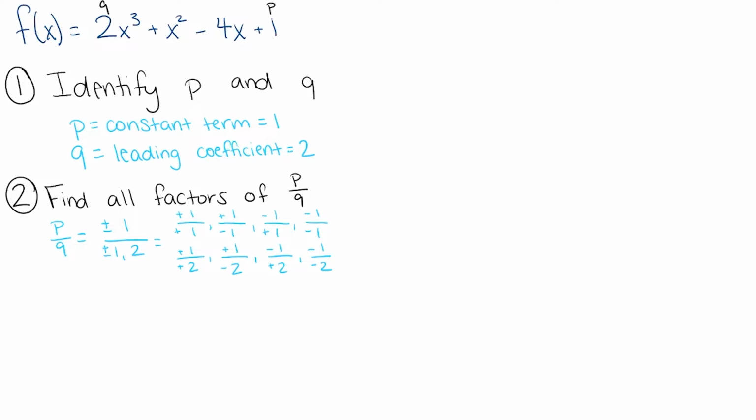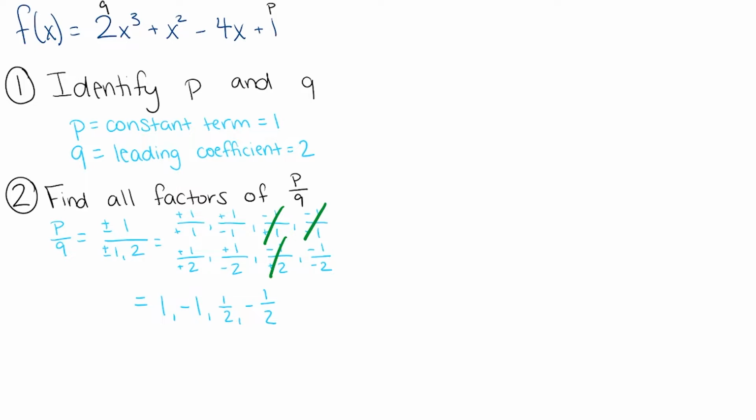So when we simplify this, all of our possible rational roots are going to be positive 1 over positive 1 is 1, positive 1 over negative 1 is negative 1, negative 1 over positive 1 is negative 1, but we've already taken that into account, so we don't need to write that again. And negative 1 over negative 1 is positive 1, so again, we've already taken that into account, we don't need to write it again. Positive 1 over positive 2 is positive 1/2. Positive 1 over negative 2 is negative 1/2. Negative 1 over positive 2 is negative 1/2.